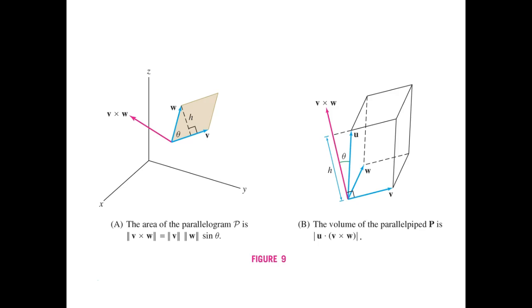Because this is the right angle here. That's the hypotenuse. That's the opposite side of that angle theta. So the area of this parallelogram is the magnitude of v times the magnitude of w times the sine of the angle between.